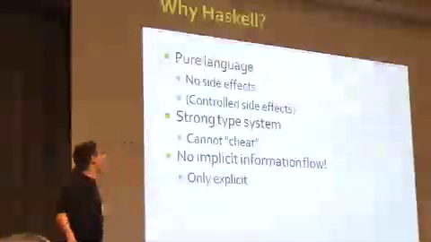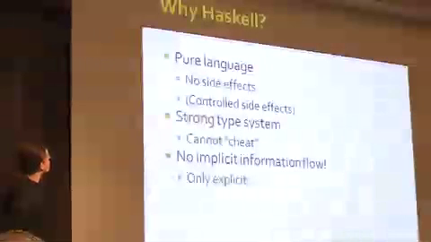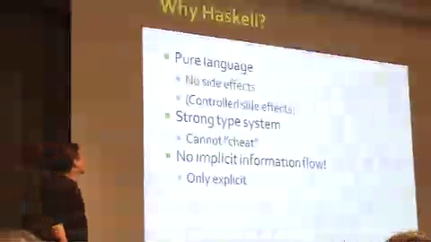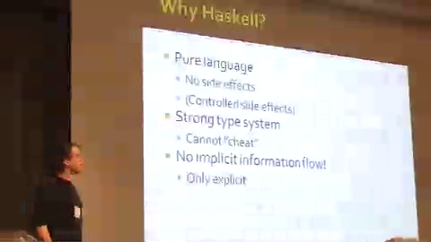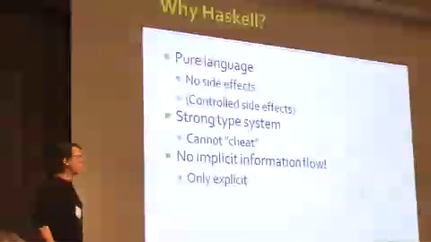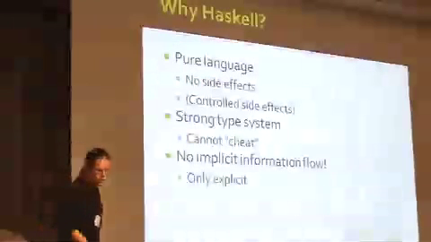So why did we pick Haskell? Well, for this audience, maybe I don't have to motivate, but Haskell has some nice features, such as it's a pure language, there are no side effects. And that means that we have control over the side effects. So side effects are a big pain in all the other languages that deal with information flow, because there's something that is called implicit information flow.